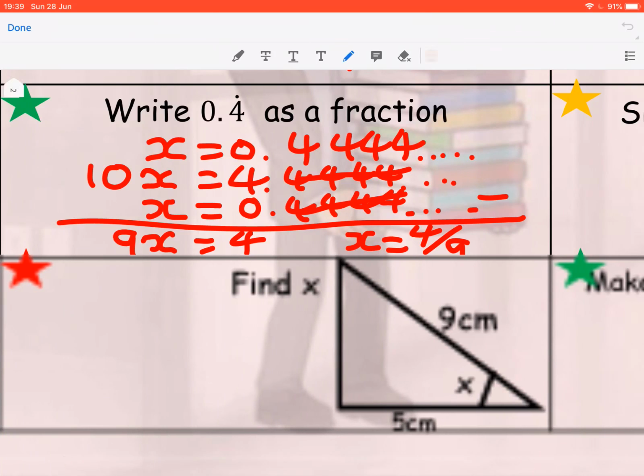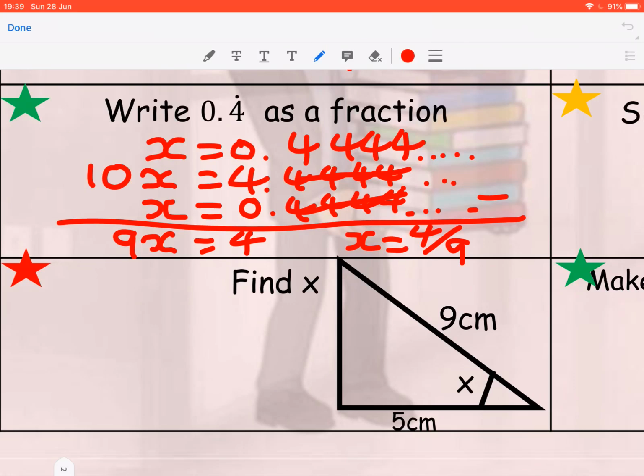Okay, a little bit of trigonometry now. Find x where 5 centimeters on the bottom, 9 centimeters going up top. Okay, what I do with trigonometry, follow the same steps every single time. Step 1, I label my sides. Okay, my long side is called my hypotenuse. Lots of you will know this already. My angle is x, so this side over here is called my opposite side because it's opposite the angle I want to find. And this side down by here is called my adjacent. Okay, so I've labelled my 3 sides.